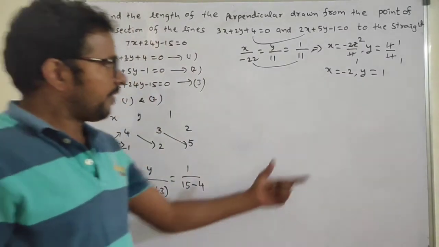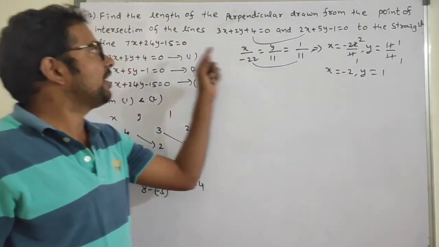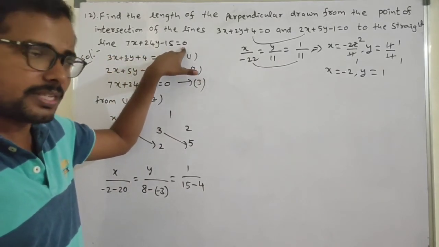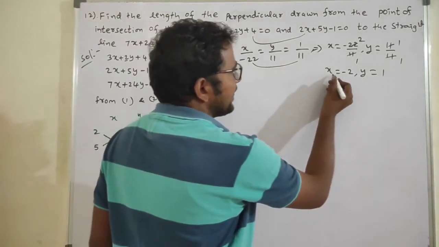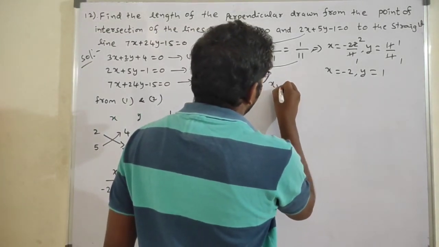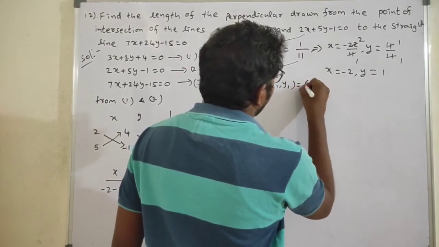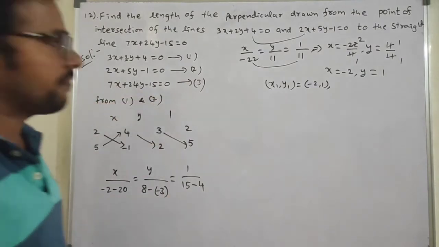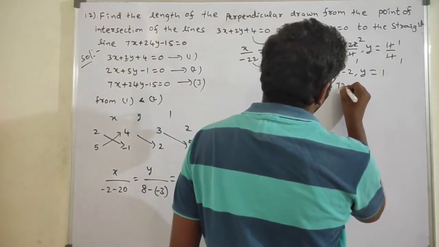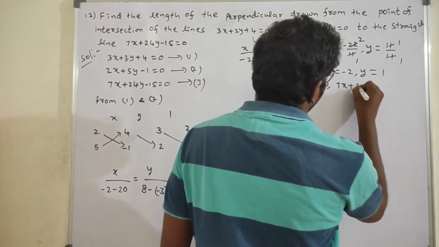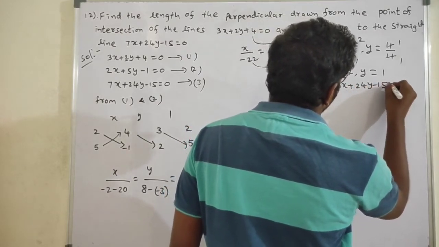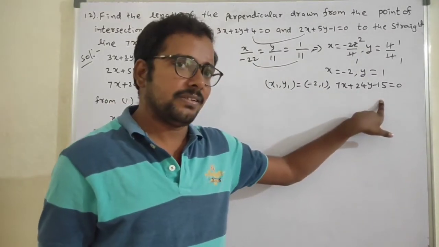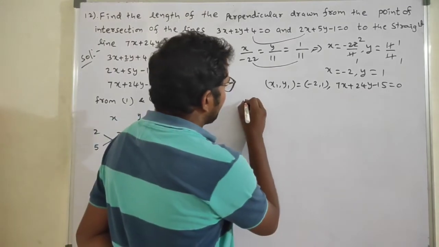Now from this point we have to find the length of perpendicular to the line 7x plus 24y minus 15 equals 0. Take this point as x1, y1, so x1, y1 is equal to minus 2, 1. The line is 7x plus 24y minus 15 equals 0. We have to find the length of perpendicular from this point to this line. Now, what is the length of perpendicular formula?